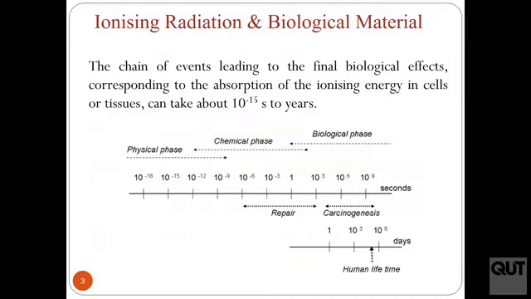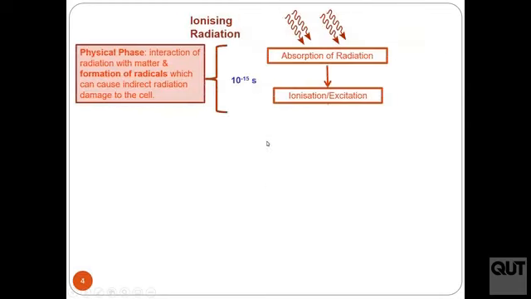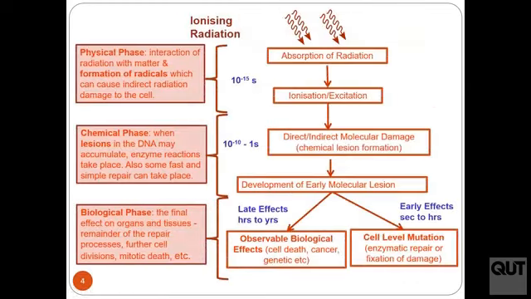So the chain of events, from the initial radiation interaction to the final effect, can be very quick, so it goes from 10 to the minus 15 or 10 to the minus 18 seconds up to years. So let's have a look at the timeline of how things occur. In the first around about 10 to the minus 15 seconds, when radiation is incident on a person.